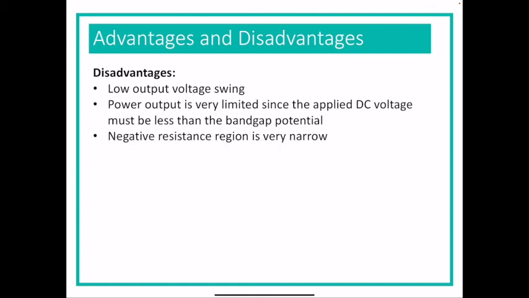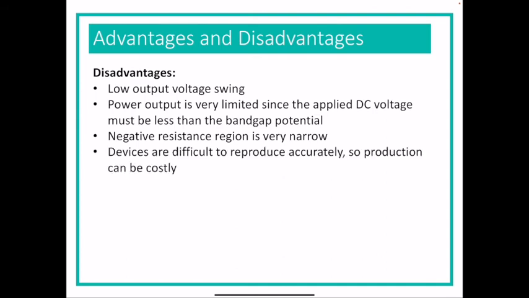The negative resistance region is really, really narrow because it's just in that area before we reach the band gap potential and it's fully forward biased. So that's a very narrow region to find. And also the devices aren't easy to reproduce accurately. So you can't produce a lot of them inexpensively.